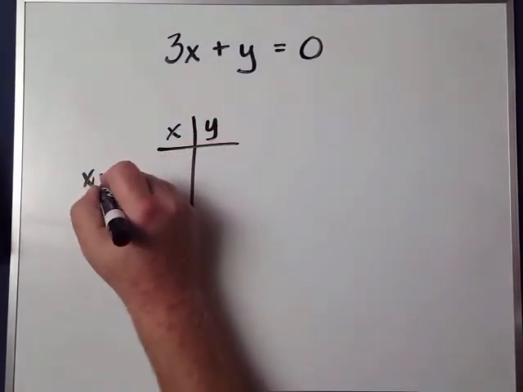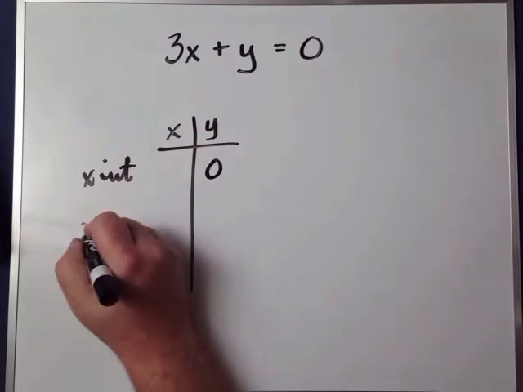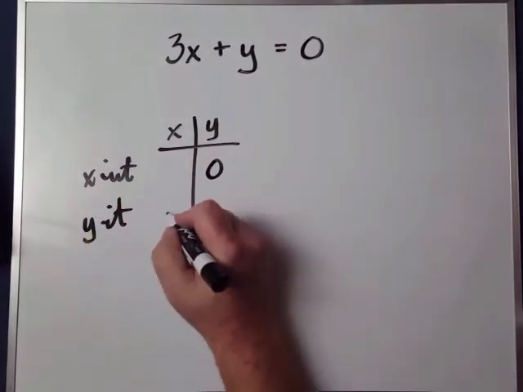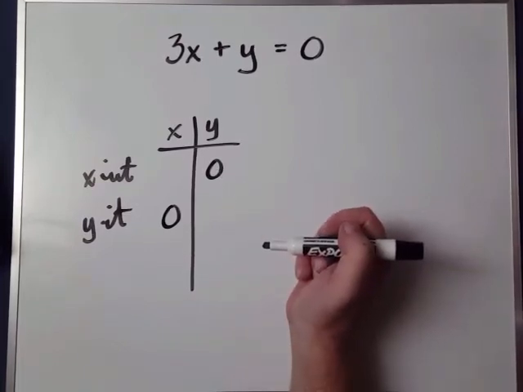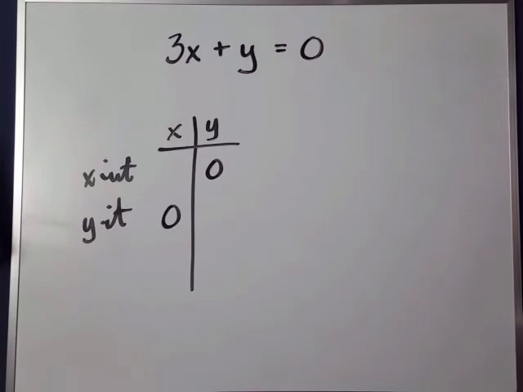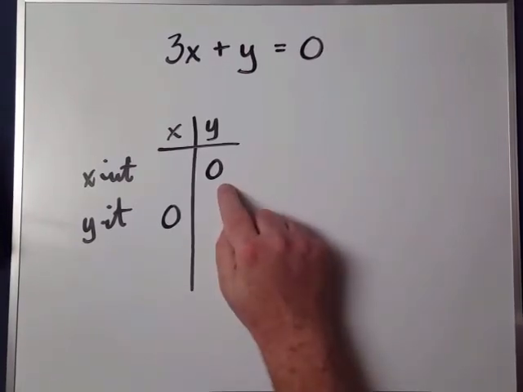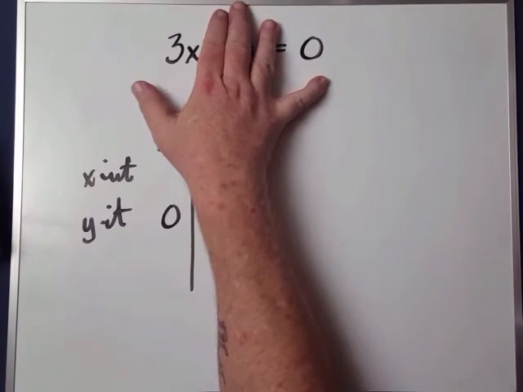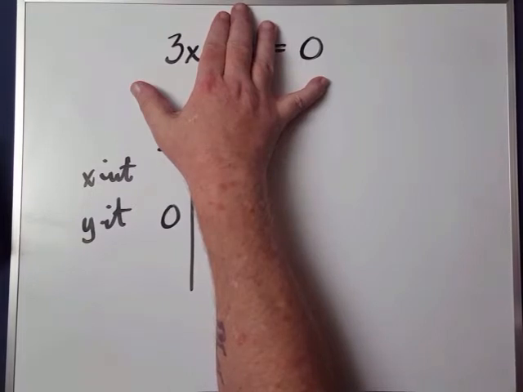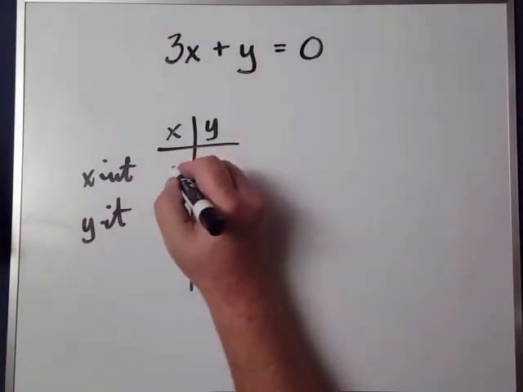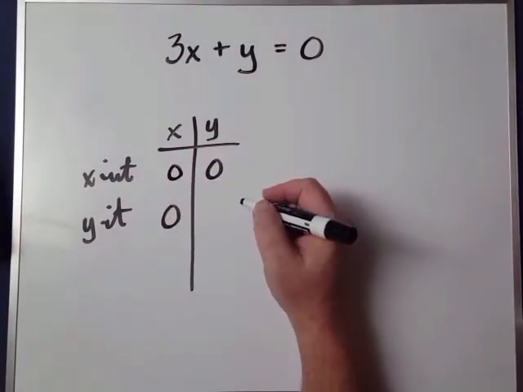We'll find our x-intercept by letting y be 0. Find our y-intercept by letting x be 0. I plug in 0 for y. When I plug 0 in for y, this term disappears. I have 3x equals 0. No mystery there. If 3x equals 0, divide both sides by 3. X had to be 0, right? 3 times what is 0? Well, that's the origin, the point 0, 0.